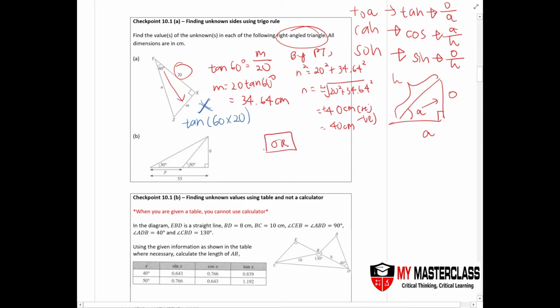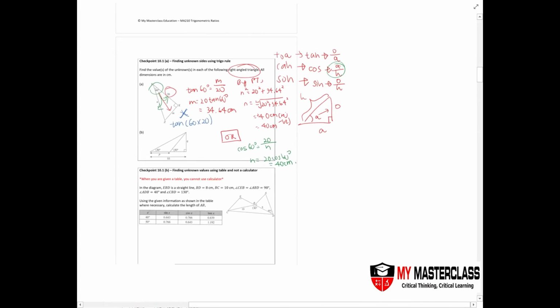Or you can apply what rule? Let me use green color. 60 is your angle, with adjacent and hypotenuse. So adjacent and hypotenuse, what do we have? We have cosine. So you apply cosine 60 equals adjacent over hypotenuse, n. So n would be 20 cosine 60, which is 40 cm.